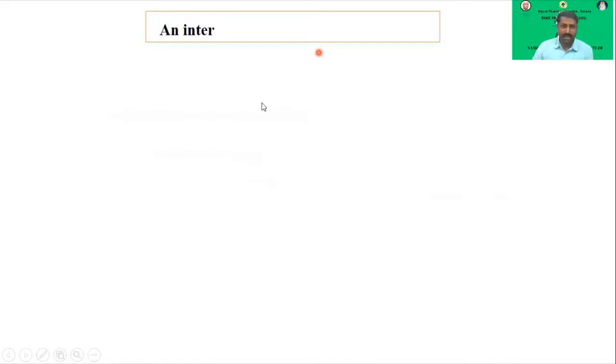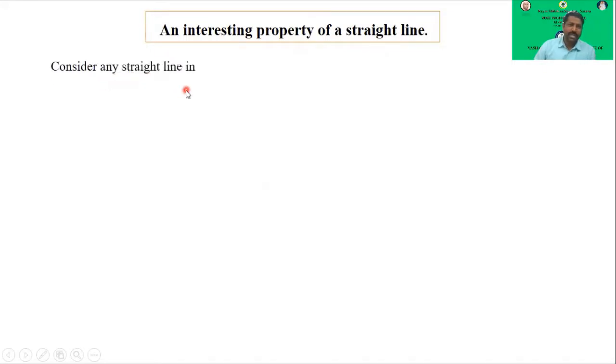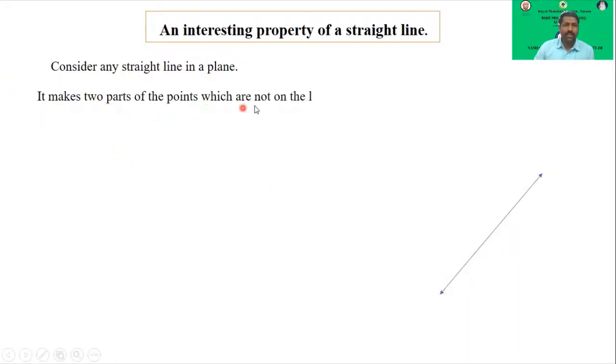And आता हा शेवटचा पॉइंट आहे या टॉपिक मधला, an interesting property of a straight line. Consider any straight line in a plane. Suppose this is the straight line in a plane. It makes two parts of the points which are not on the line. तर प्लेनचे सर्व पॉइंट ही लाईन दोन भागात विभागते.